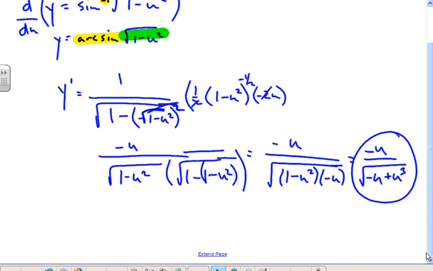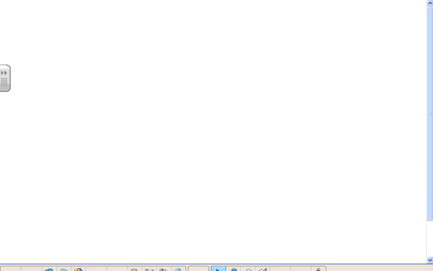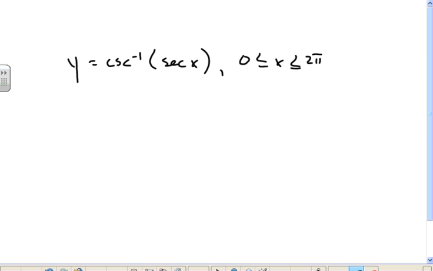Hopefully this has helped you. I think I'm going to do one more just for fun. It's another inverse trig one, and it looks like fun. We'll try this one: y equals inverse cosecant of secant of x. With this one, we are going to use the values of x between 0 and 2 pi.